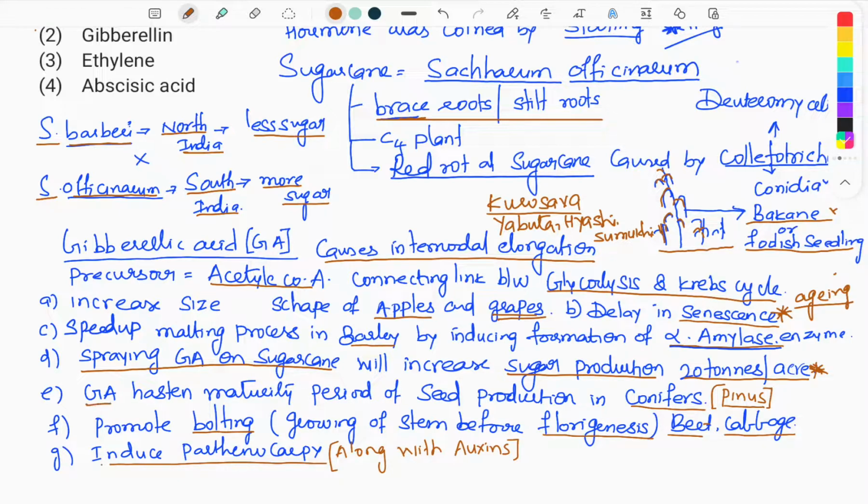And gibberellic acid will speed up the maturity period of seed production in conifers. I mean, it will hasten, that is, speed up the maturity period. As a result, seeds are formed very soon, very rapidly, by application of gibberellic acid in conifers. Conifers mean the plants which grow conically. Excurrent plants are called conifers. Pinus is the best example of a conifer. Pinus, we know, is a gymnosperm.